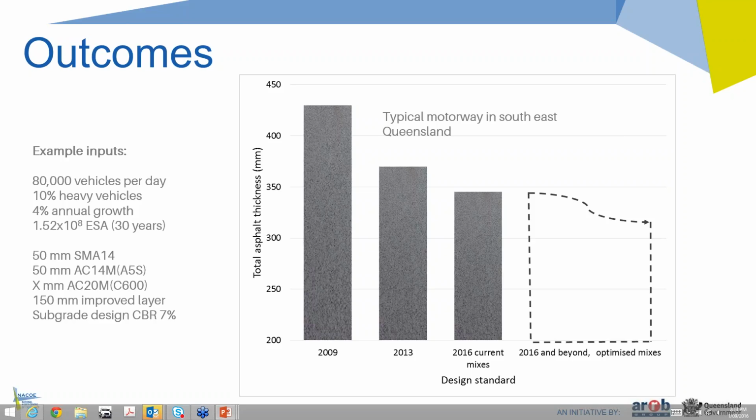This technical note that we're now releasing introduces further improvements to the design procedures based on more recent research, and it is expected to bring immediate benefits in justifying a further reduction in asphalt thickness, in this example down to about 345 millimetres, and that's using current asphalt mixes. The chart shows that further reductions should come by optimising asphalt mixes for fatigue performance, and the technical note is well set up for that to occur in the future.